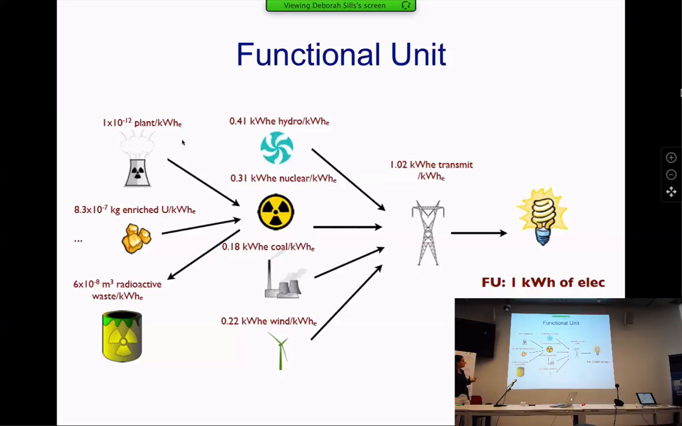And then if we just take the nuclear back, then we have this, 8 times 10 to the minus 7 kilograms of uranium. So every quantity that I'm including in my inventory, which is my list of all my inputs and outputs, is going to be scaled to the functional unit. Any questions about that?